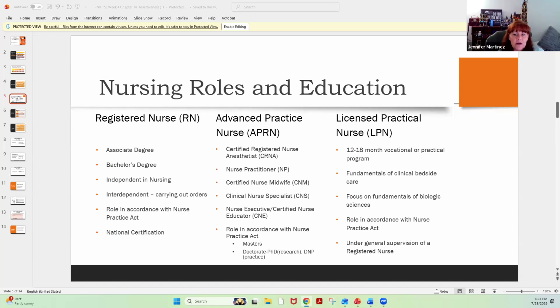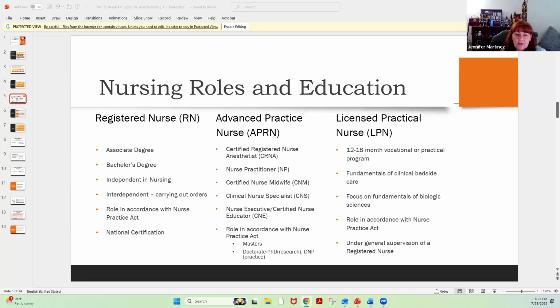RNs are a little bit more independent in nursing. They plan care, and they coordinate all activities of care. They do have a little bit higher, more specialized knowledge and judgment. They provide education and teaching to clients, act as a client advocate. They must practice in accordance with their Nurse Practice Act. With RNs, there are certifications that are available.